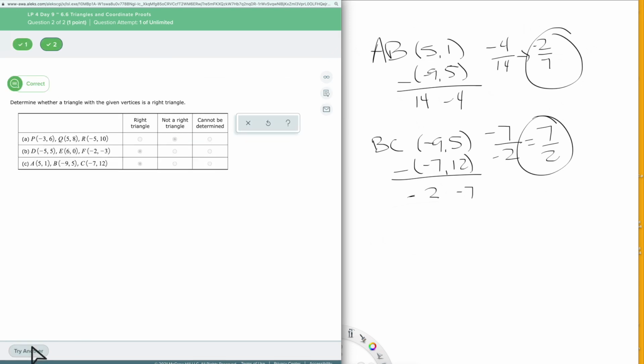Yay! So again, we're just checking slopes. I know it takes a little bit longer to go through and check all the slopes because we have to do each and every one. So that was section 6. I believe that's the end of chapter 6 at this point. So I will see you in chapter 7.